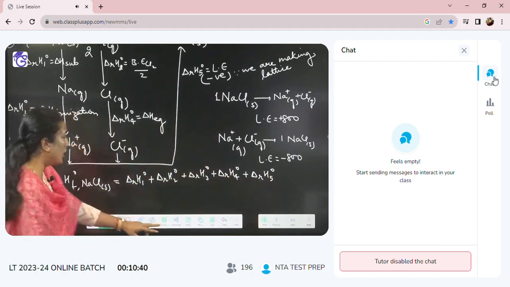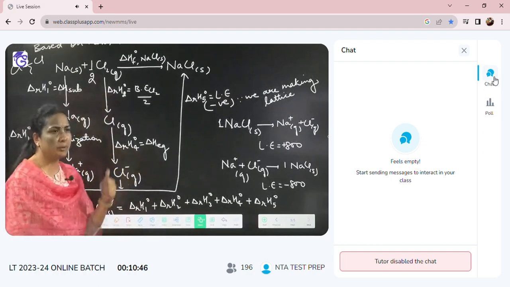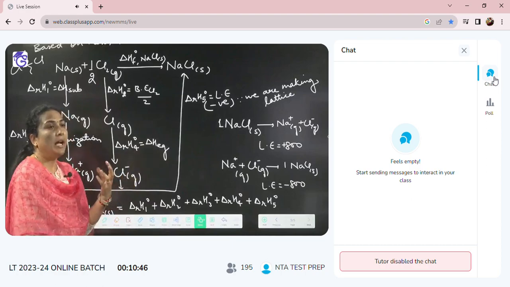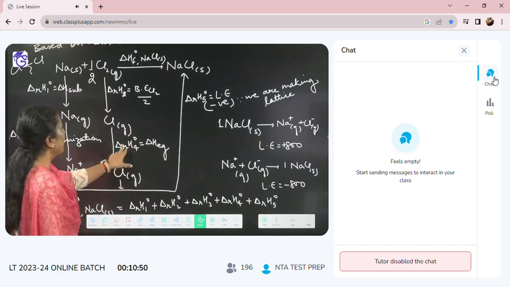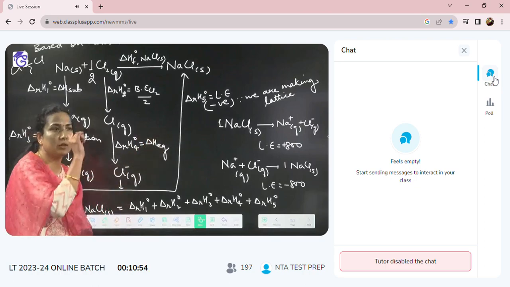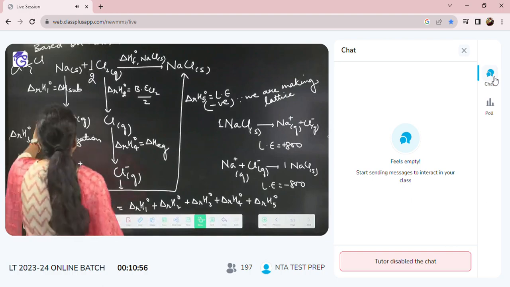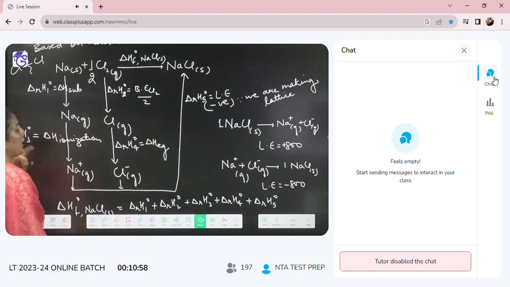Or else, if any theoretical question has to be asked, maybe they might give you the entire Born-Haber cycle for any ionic compound. Suppose here I have written delta R H4 naught as electron gain enthalpy. They may not give you this. They may ask you, what is this delta R H4 naught representing? Or else, what is this Na gas to Na plus gas, delta R H3 naught, representing?